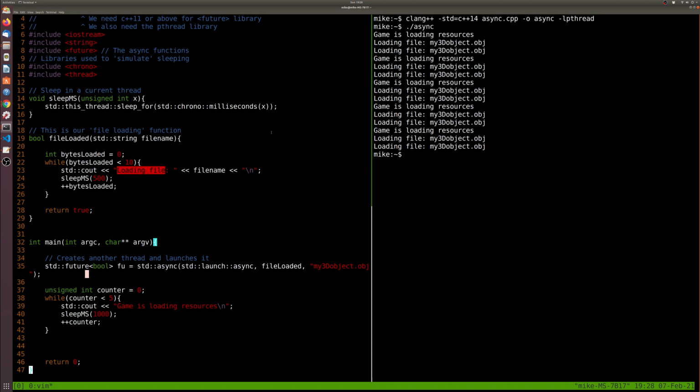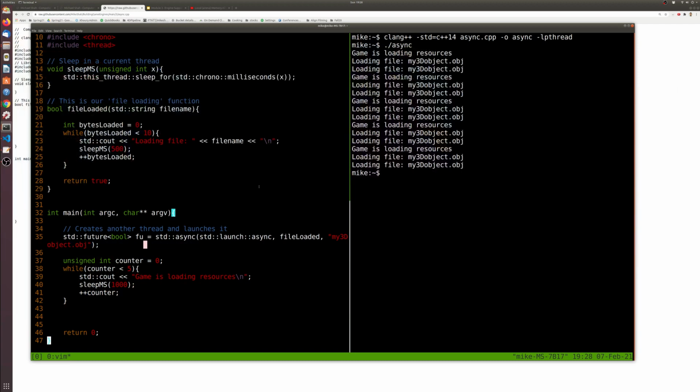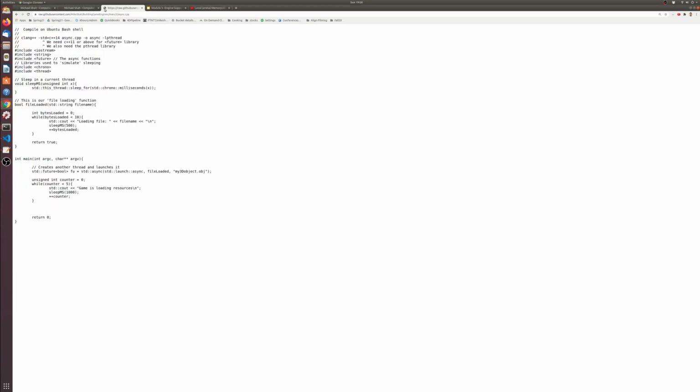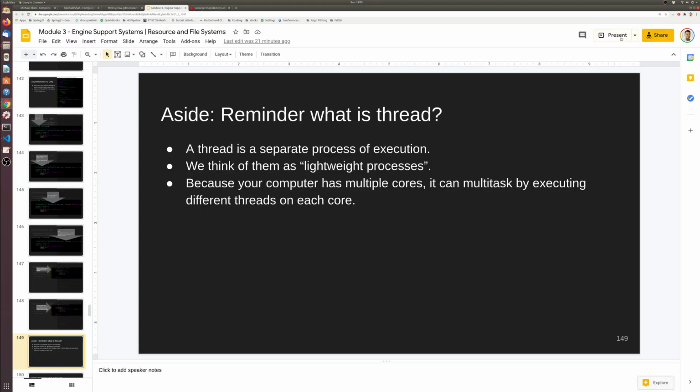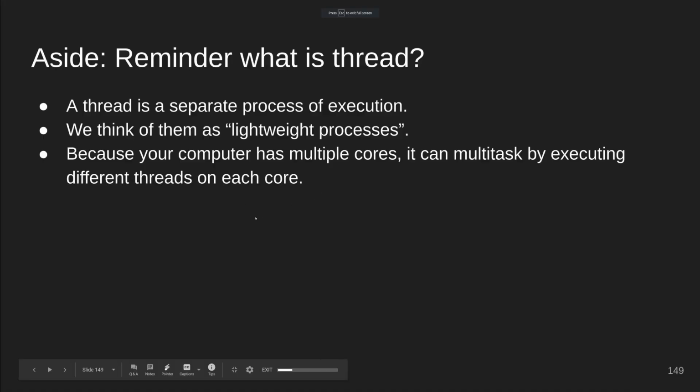And that's why you're getting these loading file messages here, okay? And otherwise, every 1 second, it's just going to say loading resources, loading resources. But we have other threads doing work for loading this 3D object or something that's really big, behind the scenes. So we're not being blocked. We have another thread that's working for us. That's the idea here.